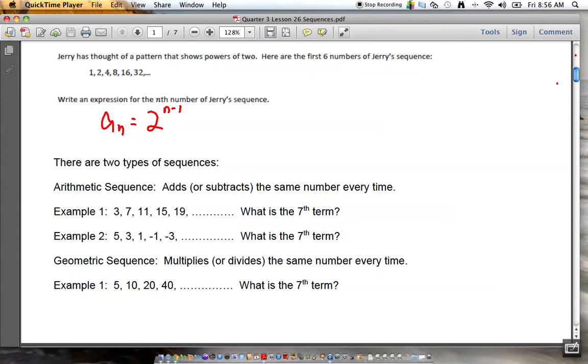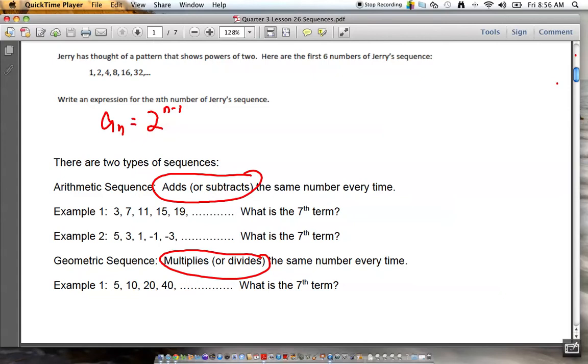Okay? So, there are two types of sequences. There's arithmetic and there is geometric. Arithmetic sequences go up or down by the same number every single time. So it's an addition sequence, a sequence based on addition. A geometric sequence multiplies or divides the same number every time. So, this 1, 2, 4, 8, 16, 32, is that arithmetic or geometric? Geometric, good. 5, 10, 20, 40?